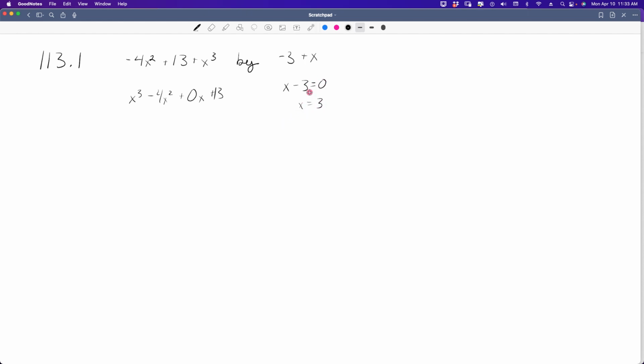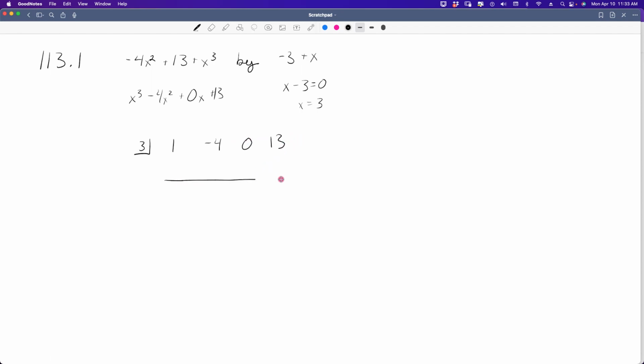Because if this is equal to 0, then that's going to be a positive 3. So that's what we need to do. We're going to start with putting the 3 as our factor here. And now we're going to write our coefficients. We have a 1, a negative 4, a 0, and a 13. That's third, second, first, 0.